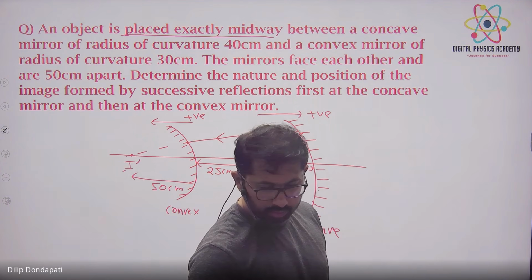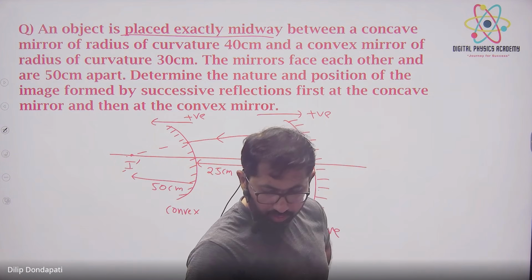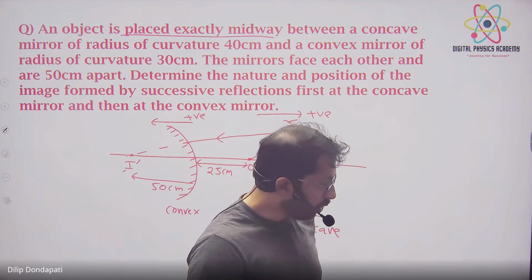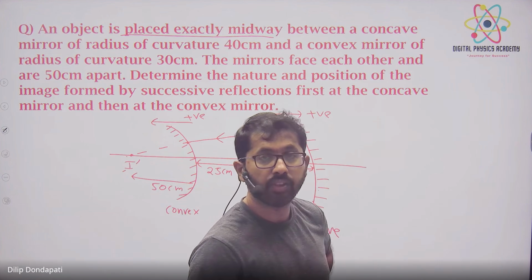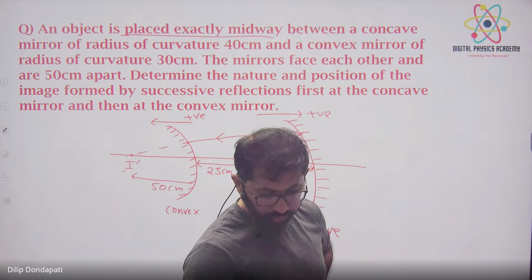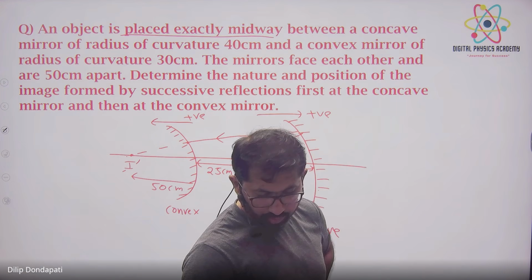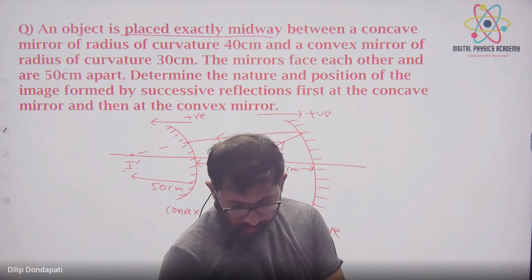Solve. How much did you get? Do the second one. F is positive 15 and U is +50, so 1 by V equals that, and solve. So 21 point something. Yes, 21.4. Sir, I got it.